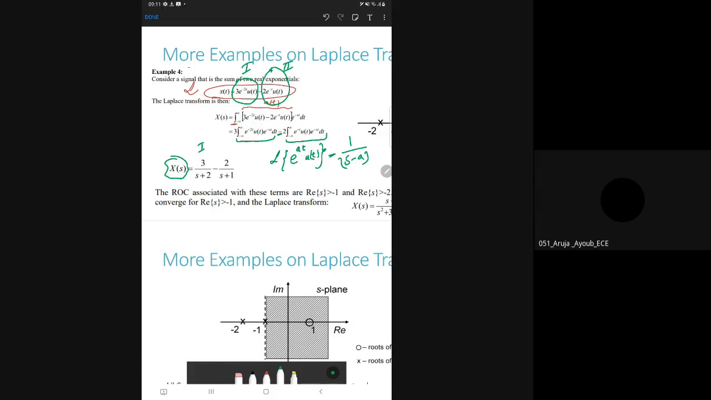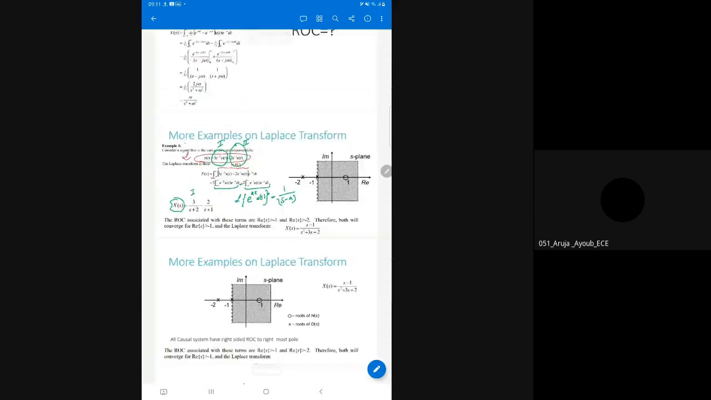So once we have obtained it for part 1, that is why we have 3 divided by s plus 2, because a here is equal to minus 2. For the second part, the Laplace transform is 2 divided by s plus 1.